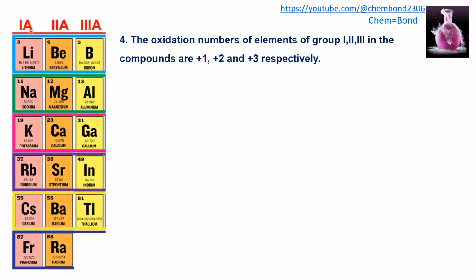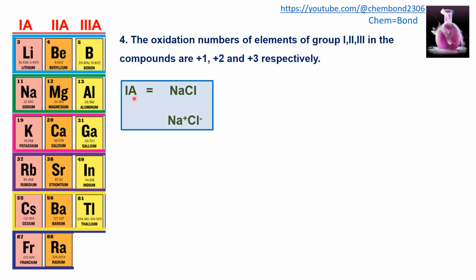So the first group are lithium, sodium, potassium, rubidium, cesium and francium. Second group: beryllium, magnesium, calcium, etc. And third group members are boron, aluminium, gallium, indium, etc. So when these elements are present in some compounds, they will have +1, +2 and +3 oxidation numbers.